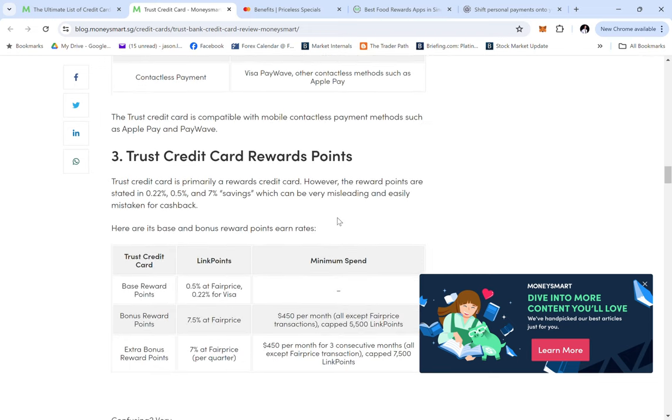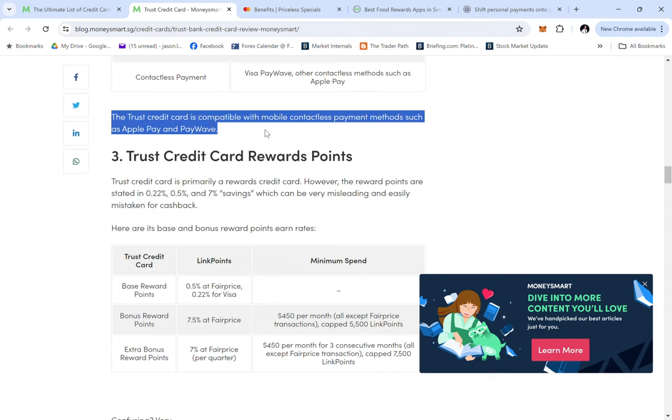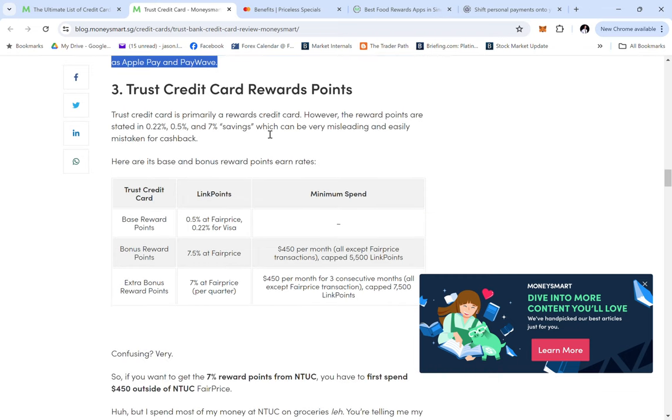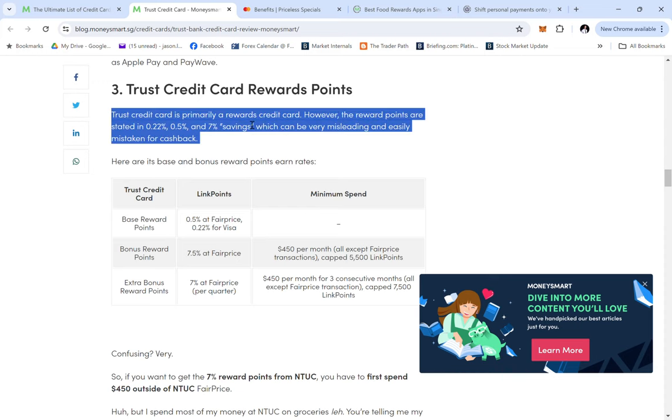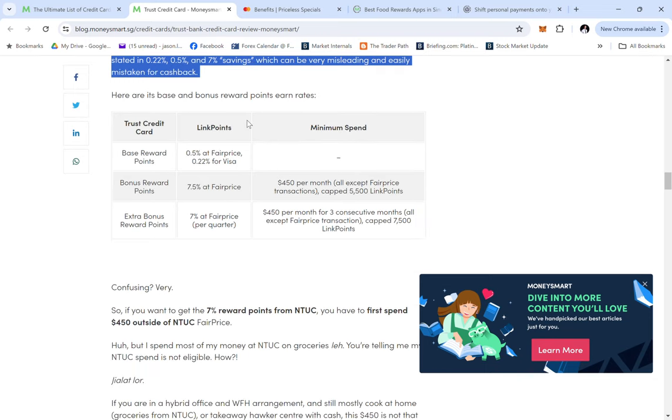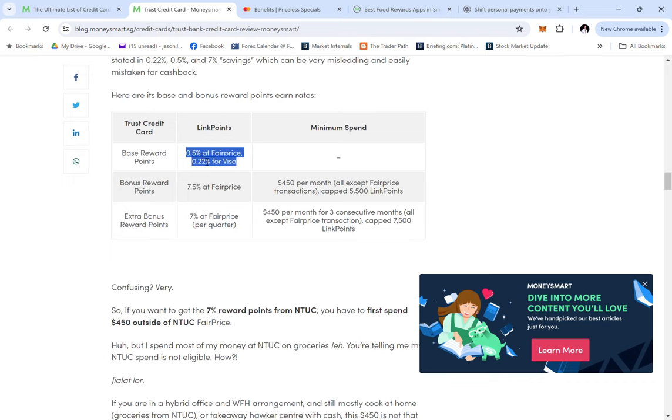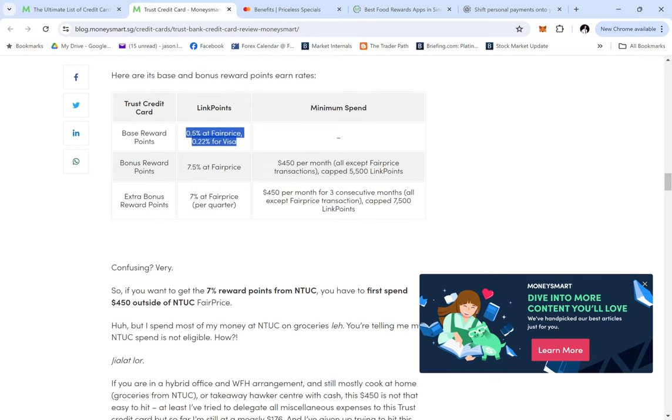Of course, this card is the same as other credit cards, compatible with mobile contactless payment methods like Apple Pay or PayWave. This card is basically a rewards card. Reward points are stated as 0.22%, 0.5%, and 7%, so it can be very misleading. The base reward point is 0.5% at FairPrice and 0.22% for Visa based spending. There's no minimum spend on that. The bonus reward points is at 7.5% at FairPrice.